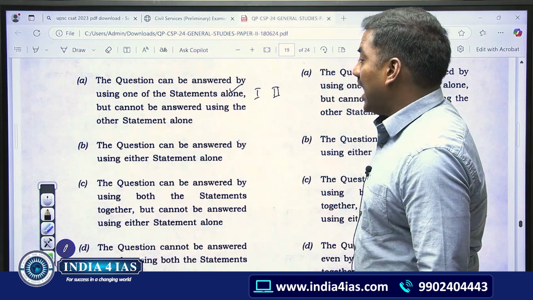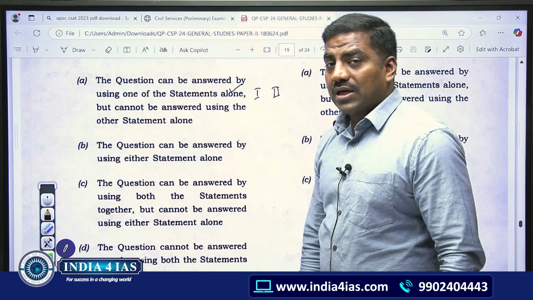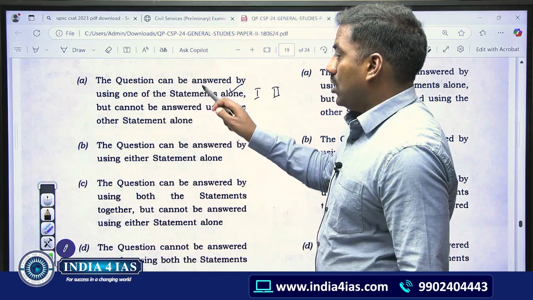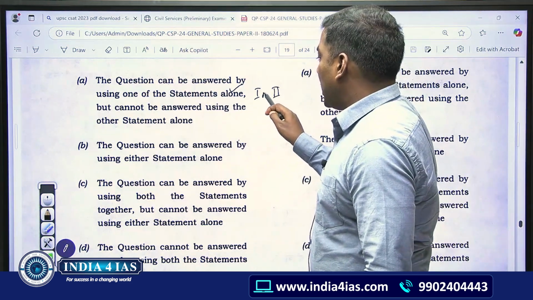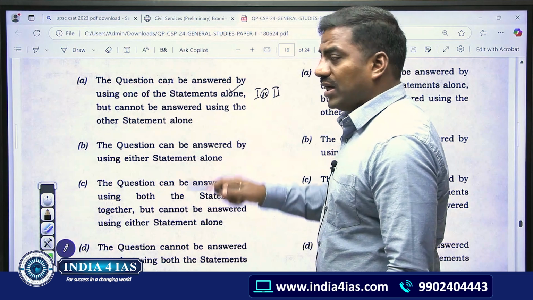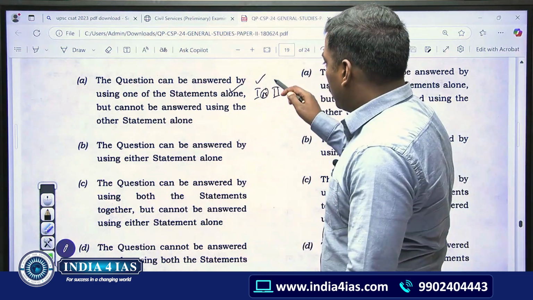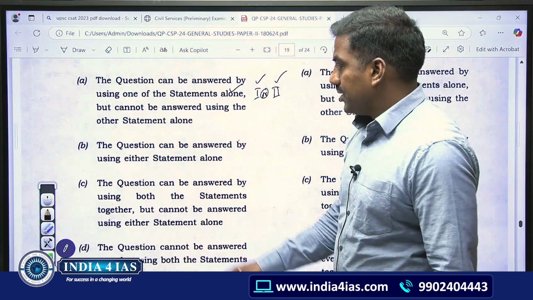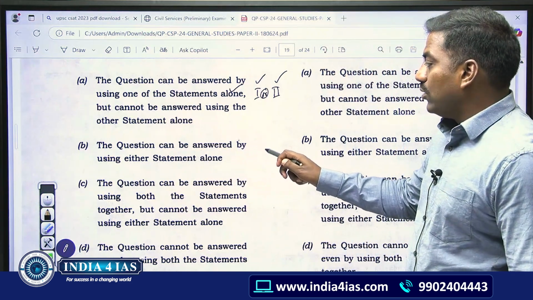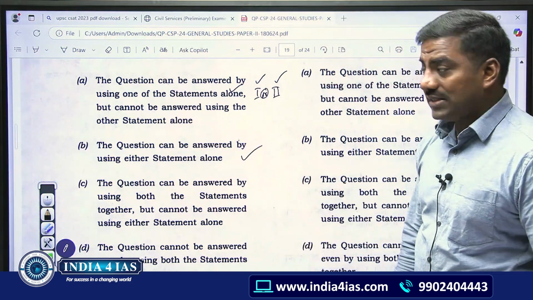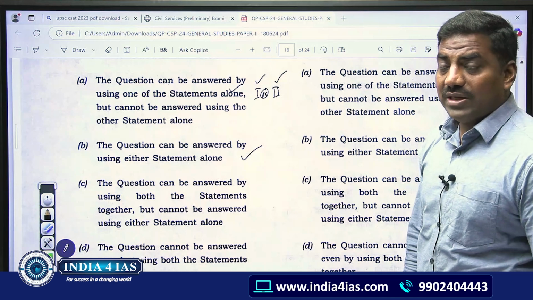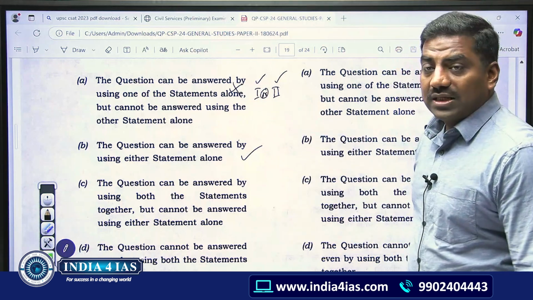But cannot be answered using the other statement alone. But here we are telling 1 or 2, not just 1. Here 1 alone can also get the answer, 2 alone can also get the answer. The question can be answered by using either statement alone. Yes, either statement alone. Here this statement becomes wrong.